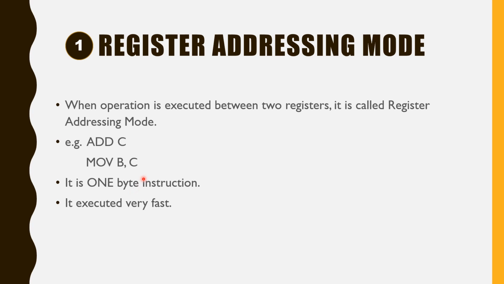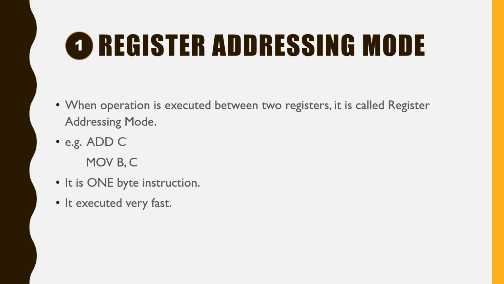Now in 8085, especially in the 12th computer science syllabus, the instructions are classified as 1 byte, 2 byte, or 3 byte instructions. This register addressing mode is always a 1 byte instruction, and because it is a 1 byte instruction, it requires less memory to execute. So it executes very fast. So this is register addressing mode. Now in the next slide, I will show you the diagram of register addressing mode.